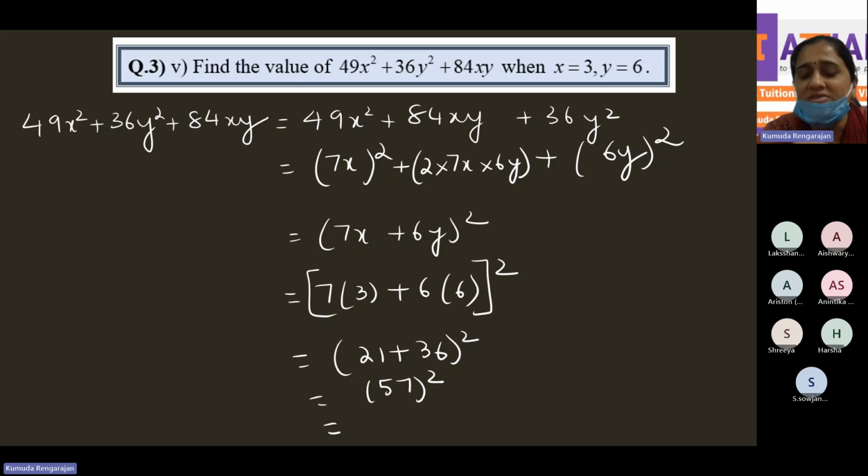So what we have in the second step is a squared plus 2ab plus b squared. Then using the identity, since it looks like a squared plus 2ab plus b squared, the answer is a plus b the whole square, where a is 7x and b is 6y. Now, once you come to this step, you can use the values of x and y. Instead of x, use 3, and for y, use 6. Yeah, write down.